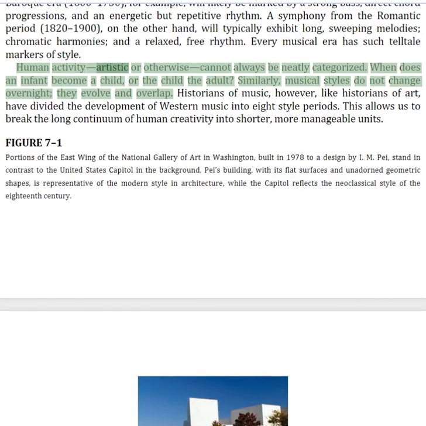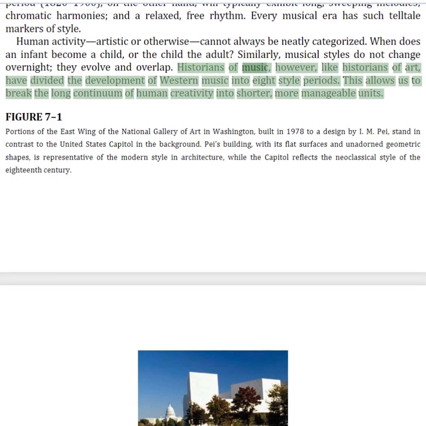Human activity, artistic or otherwise, cannot always be neatly categorized. When does an infant become a child, or the child the adult? Similarly, musical styles do not change overnight, they evolve and overlap. Historians of music, however, like historians of art, have divided the development of Western music into 8 style periods. This allows us to break the long continuum of human creativity into shorter, more manageable units.